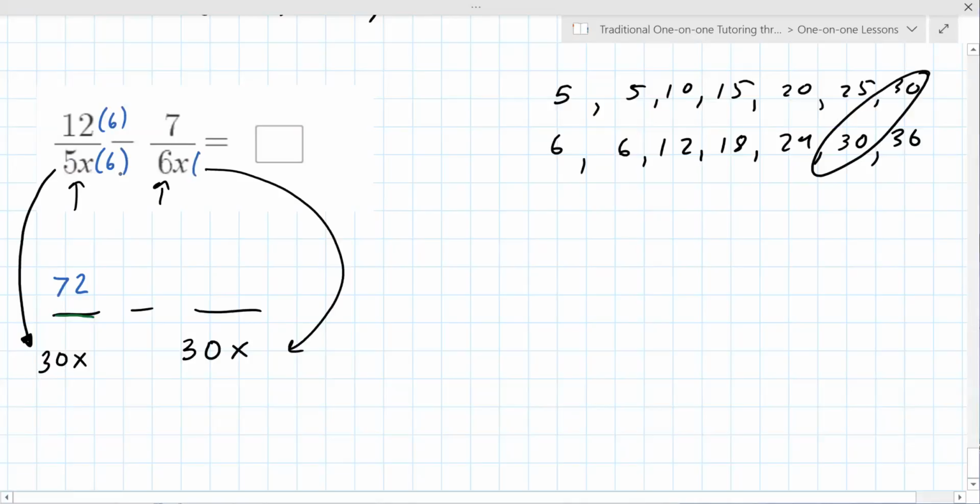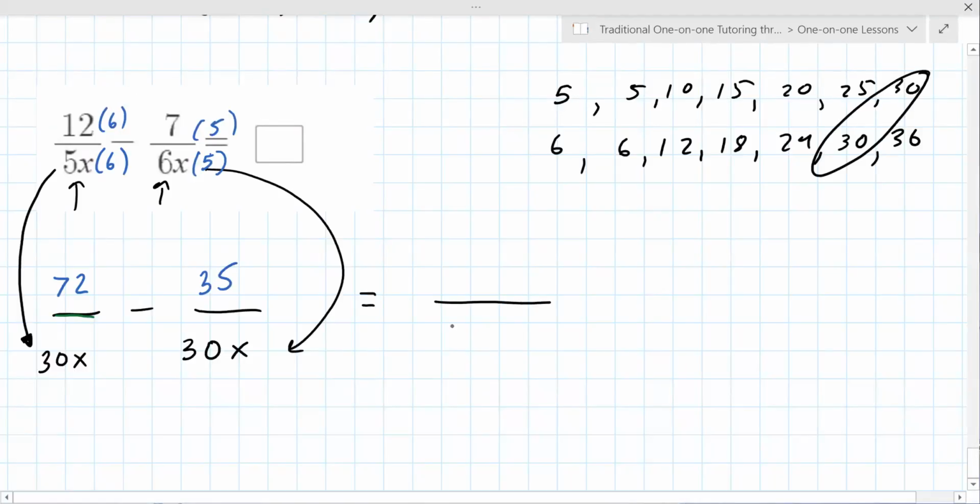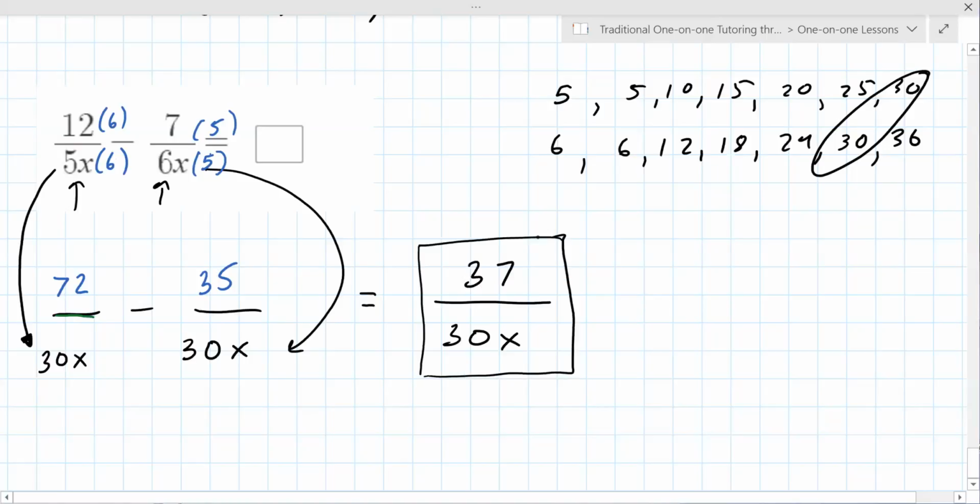It can't be the same because you used the 6. Oh, sorry. 5, I mean. 5, perfect. So 5 times 6x gets you 30x. 7 times 5 is 35. Because these are the same denominator, and only because they're the same, can you now combine them. So 72 minus 35 is 37. And then you keep the bottom, and there's nothing else to change there.